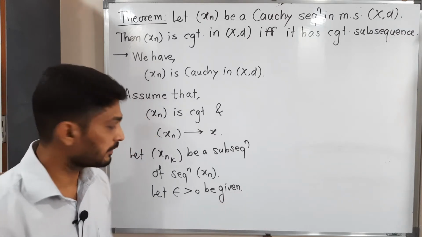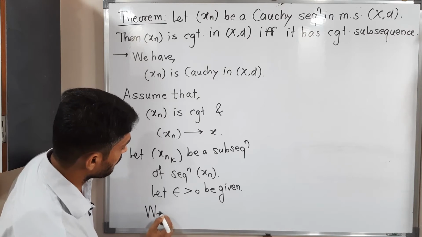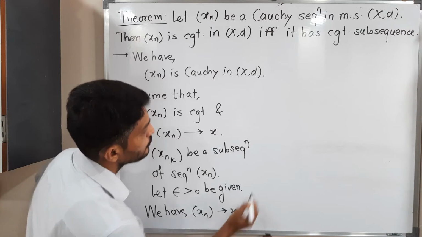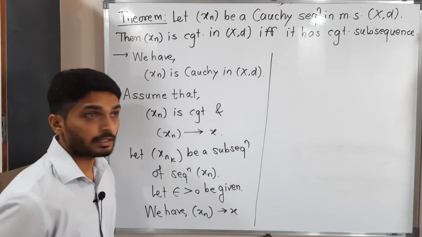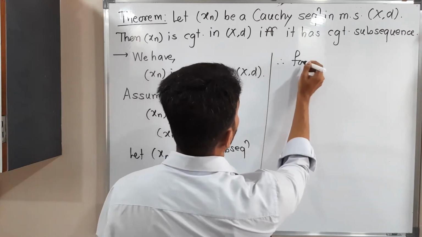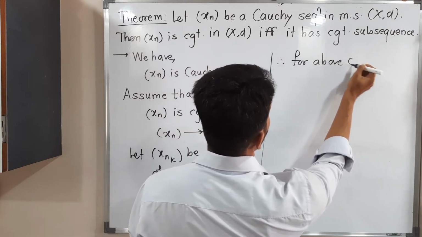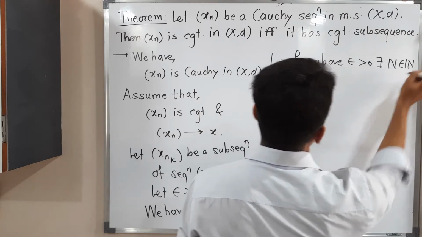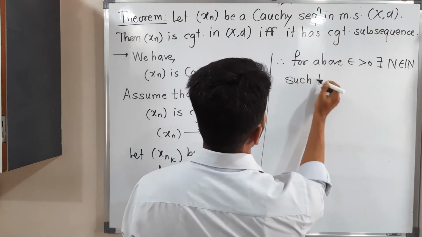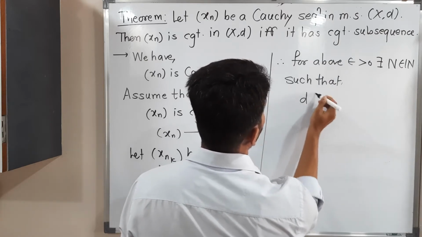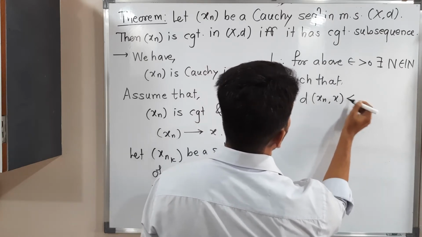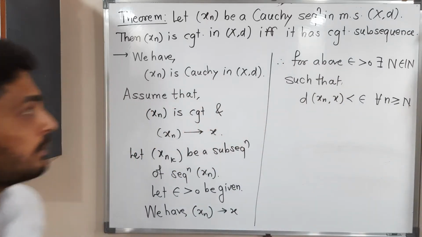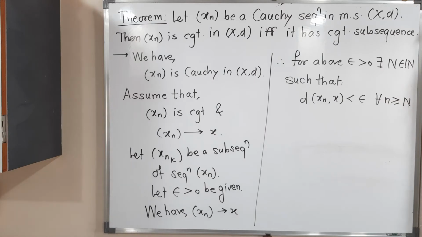Let us use the given information. We have xn converges to x, right? So therefore, by definition, what can we write? For the above epsilon greater than 0, there exists capital N belonging to the set of natural numbers such that d of xn, x is less than epsilon for all n greater than or equal to capital N. So simply I use the definition of convergent sequence here.